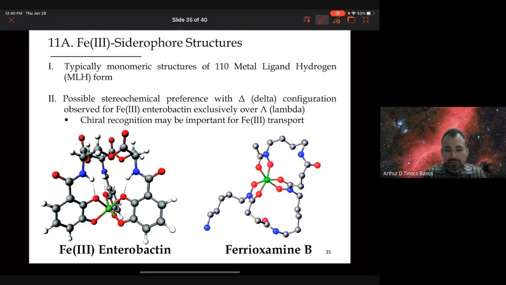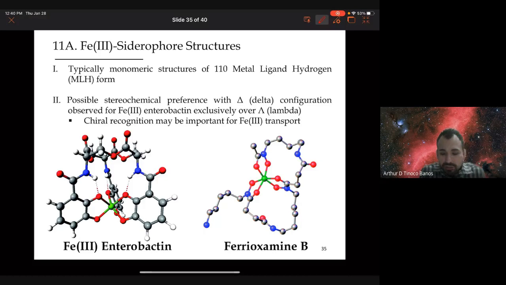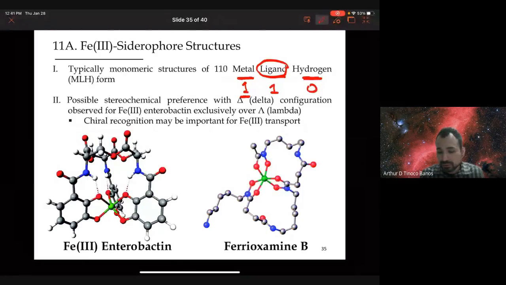All right, so here I give you a visual of the iron siderophore structures. All right, so I'm going to talk a little bit about what we see here. So typically, monomeric structures of 1,1 metal ligand hydrogen form. All right, so that's a typical way of categorizing metal ligand interactions in terms of the number of metals, the number of ligands, and the number of hydrogens. So here, when I say 1, 1, and in this case 0, that means that the ligand has no protons bound to it, protons at a site that coordinates the metal. And so what you have is a stoichiometry of 1 metal to 1 ligand.